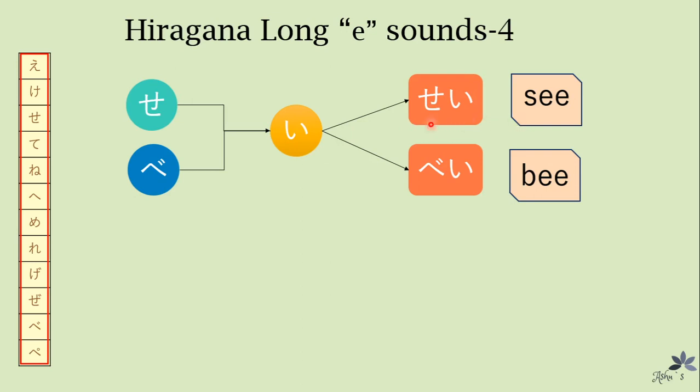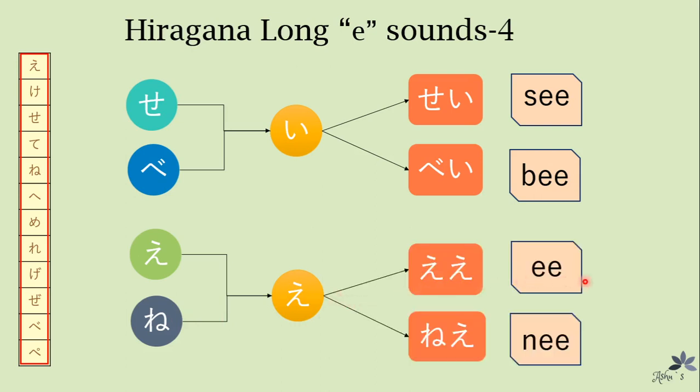When Se is added to E, we get Sei. It should not be pronounced as Se-e. It is Sei. And when Be is added to E, it gives long Be sound. And here I have two more examples, E and Ne. When the vowel E is added to them, it also gives the long E sound. So when E is added to E, it makes E. And when Ne is added to E, it gives the sound Ne.